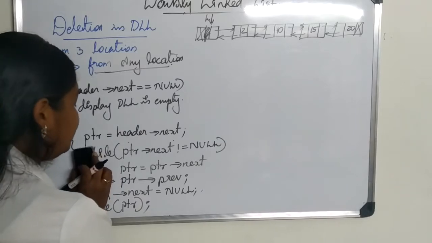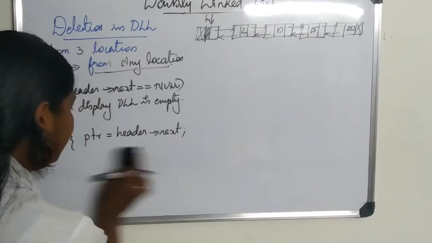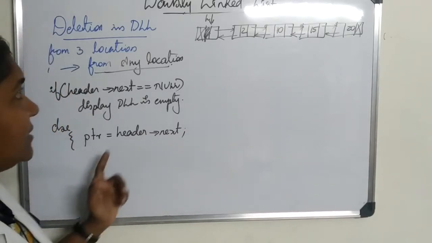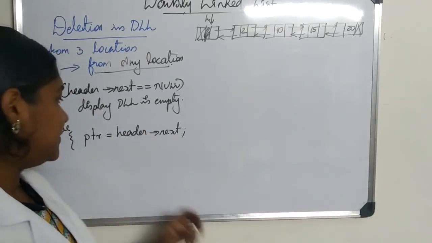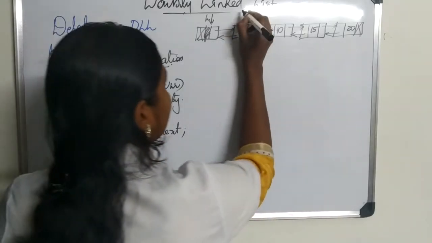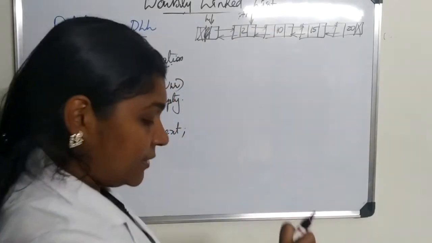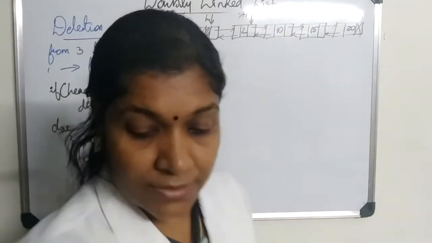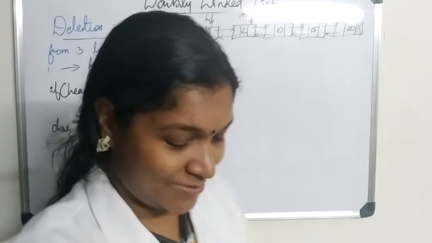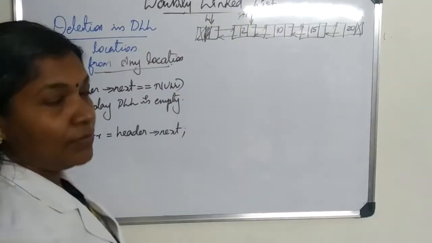First, we anyways require this PTR, so let it be there. In the else part, deletion is possible. So PTR is equal to header dot next. Let me change the color to blue. So I made PTR point to the first node.